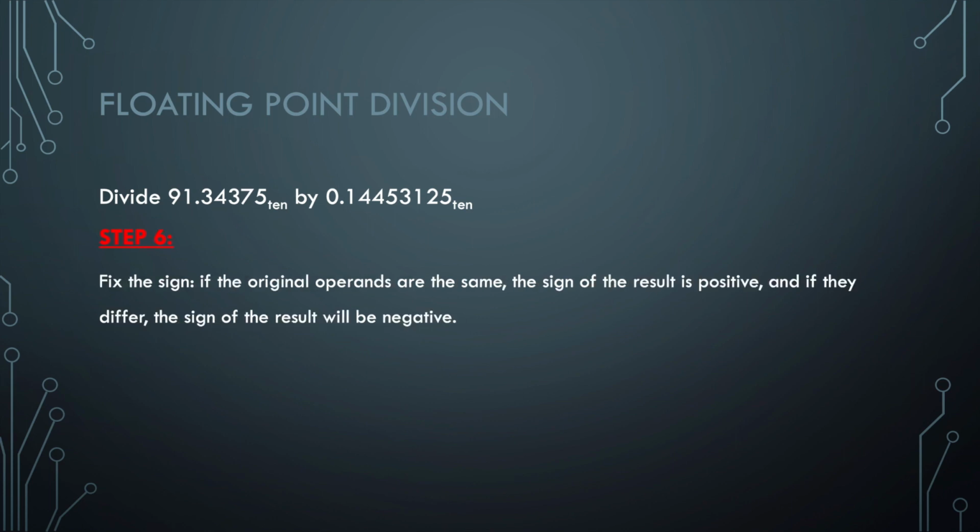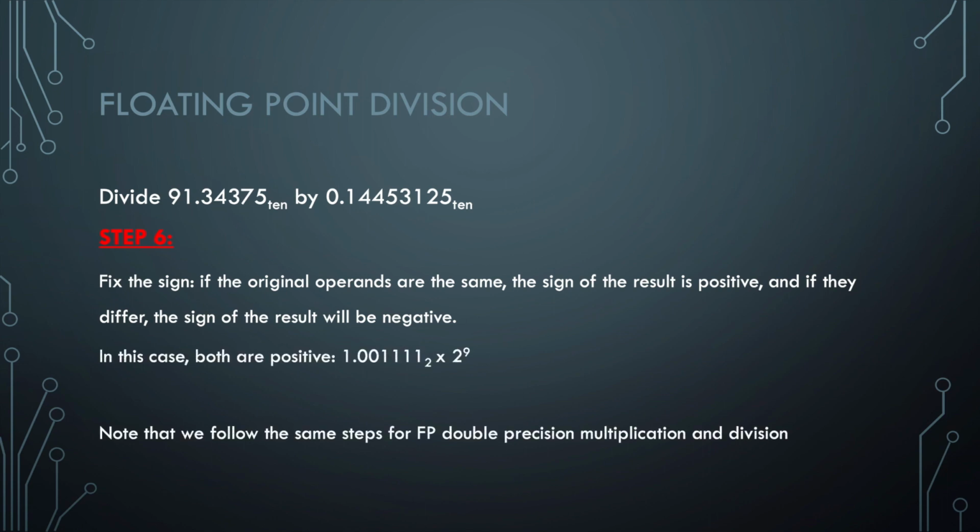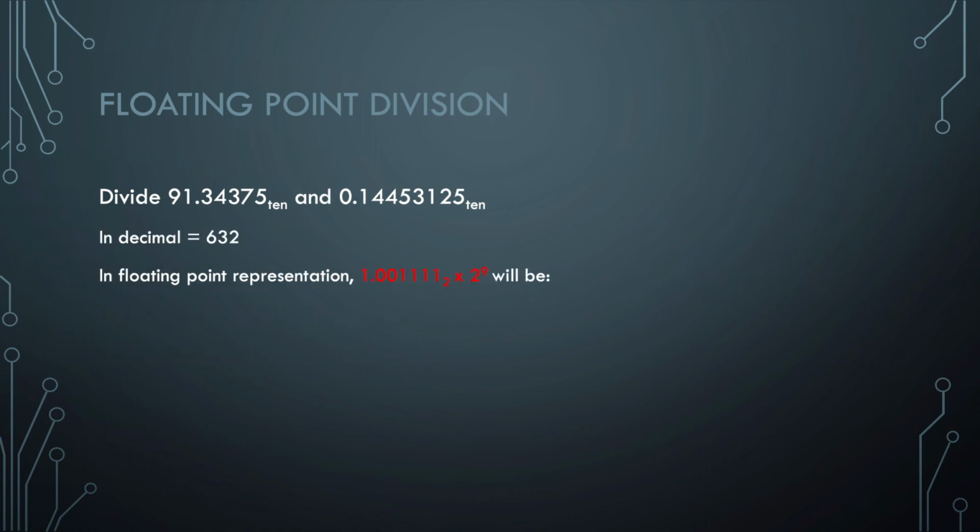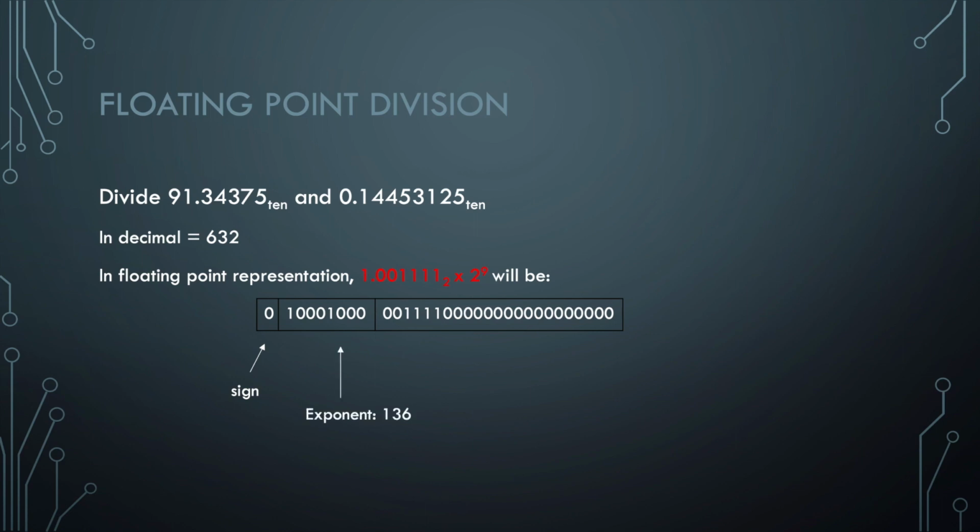The last step to do is to fix the sign, and it's the same procedure as in the multiplication. In this case, the signs are the same, so the result will have a positive sign. If you want to represent our result in floating point representation, we'll start with the sign, which is 0 since it's positive, the exponent expressed in binary, which is 136, and the fraction, which is everything after the decimal point, which is 0, 0, 1, 1, 1, 1, followed by zeros.